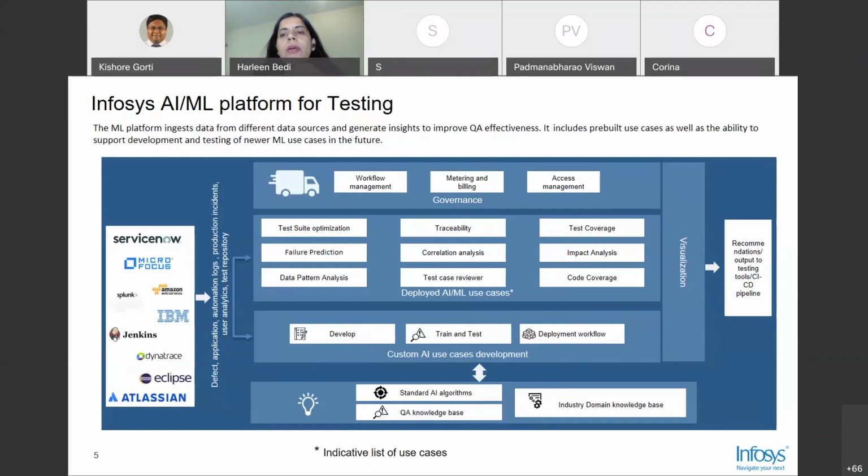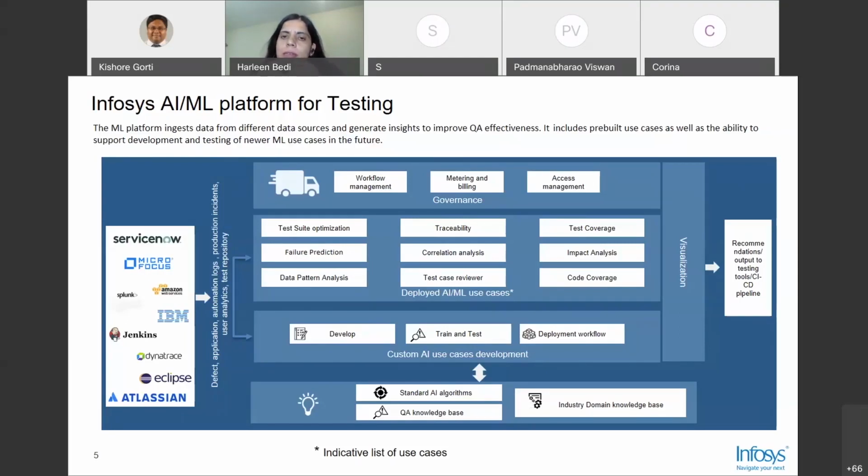Similarly, based upon the data that you have, data pattern analysis could be applied in multiple ways. It could be that you are seeing defects, and you look at the correlation between various defects, so that when I am doing my regression testing, I have a proper risk-based technique to identify the regression suite.